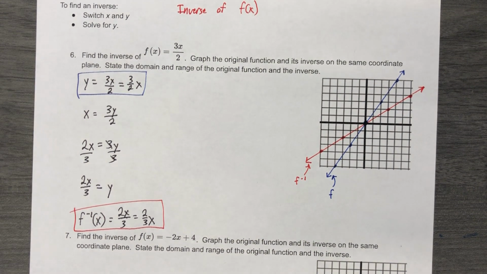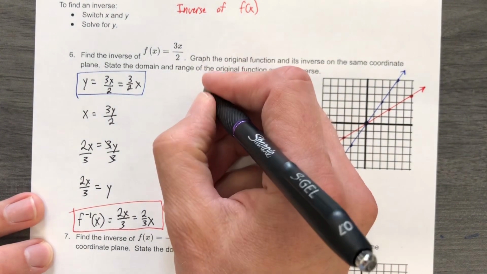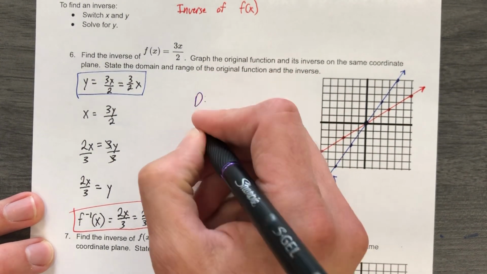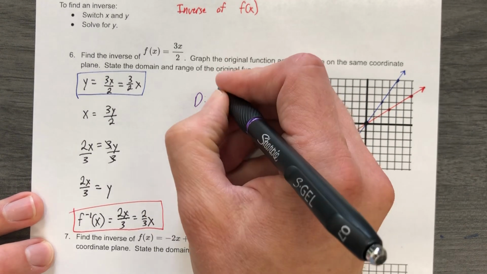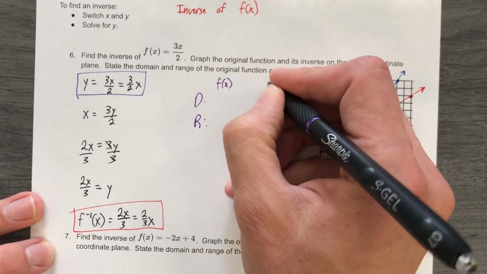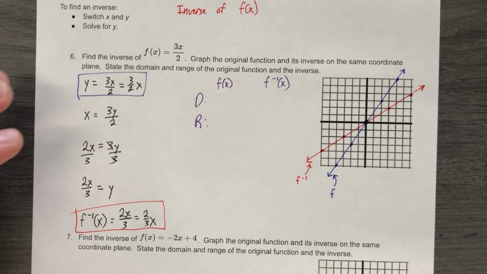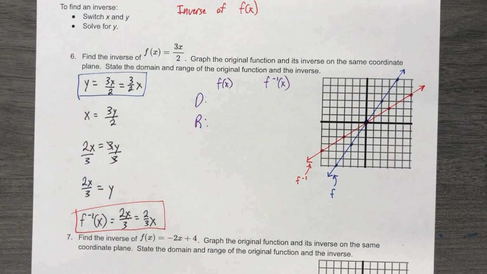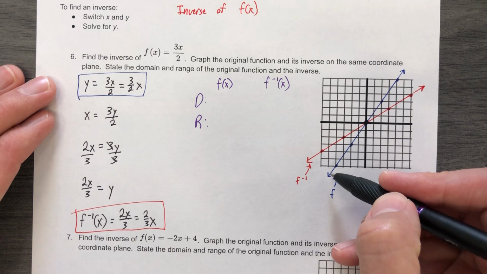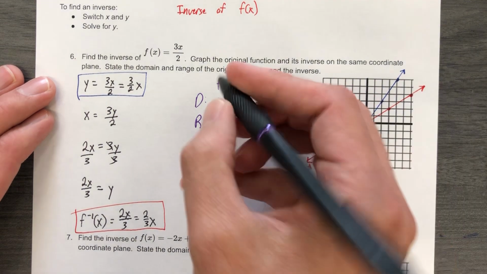And then it also says state the domain and range. Domain and range never get old to me, so let's switch to purple just for fun. So I have a domain, I have a range for f, and I have a domain and a range for f inverse. And this is going to be pretty straightforward on this one, but the domain of the f function, the blue one, goes from -infinity to +infinity.